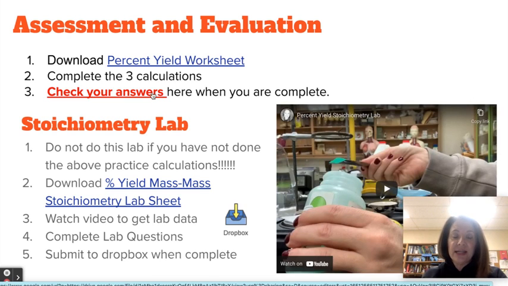I'm not collecting it, so you want to assess your understanding, but there is a lab that follows that you need to demonstrate your understanding of how to do mass, and percent yield. So you have to do the practice ahead of time in order to be successful on this stoichiometry lab.